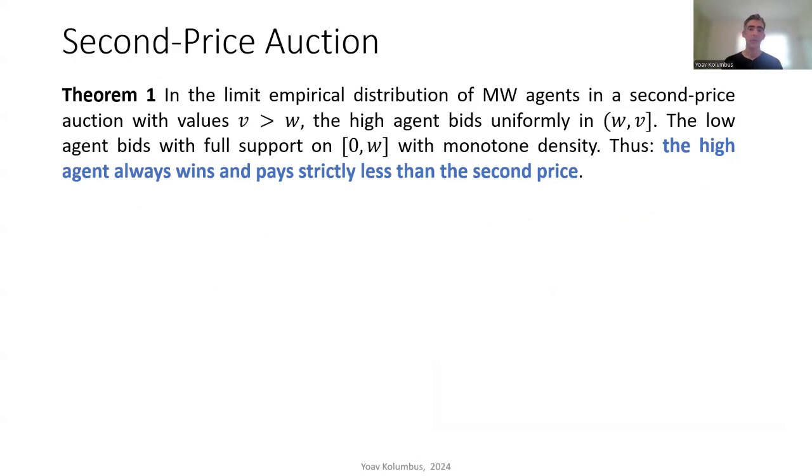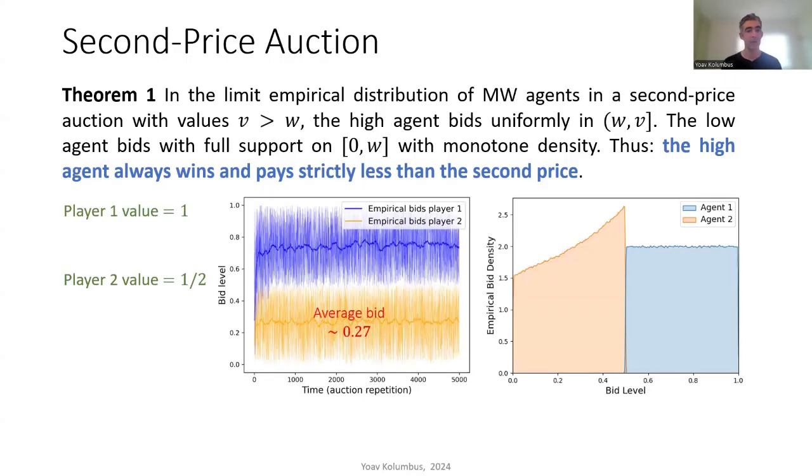So what we have in this result here is that if we have two multiplicative weights agents playing the second price auction, then they're going to converge to a distribution in which the high agent always wins, but he pays strictly less than the second price. So we don't get the second price outcome here. And we can also see this in simulations.